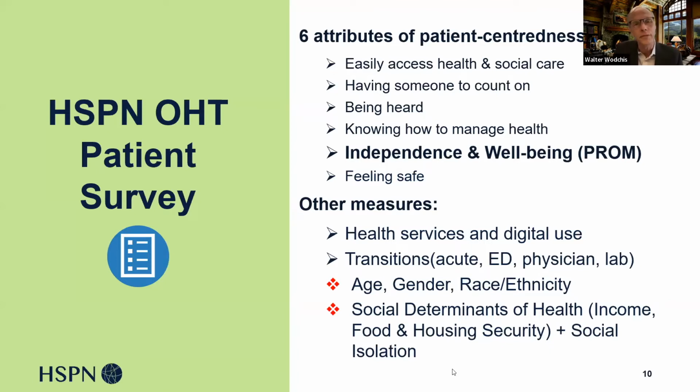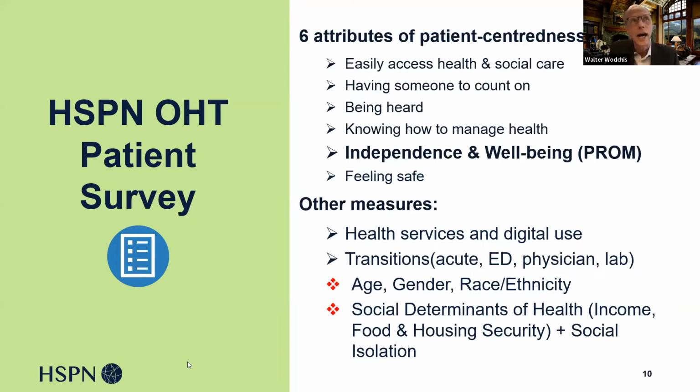The other components of this survey include health services use and digital and transitions of care, and we're not going to talk about those today. We do collect, however, key demographic and sociodemographic measures. So it's not just for administrative purposes, not for statistical purposes, it's actually to inform how we plan care. And this includes age, gender, and race and ethnicity.